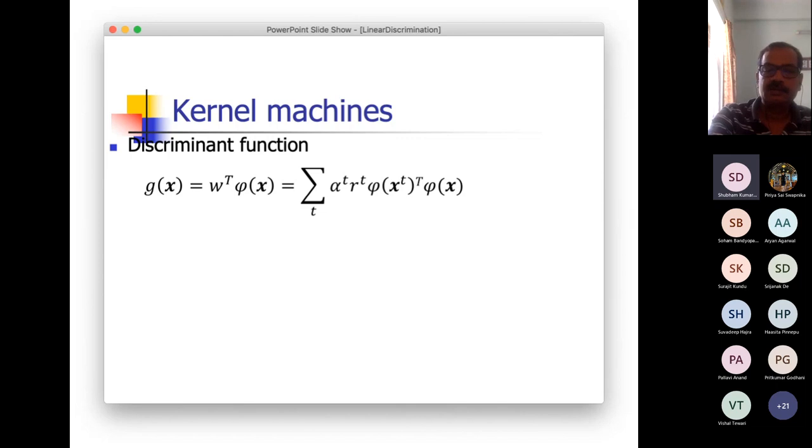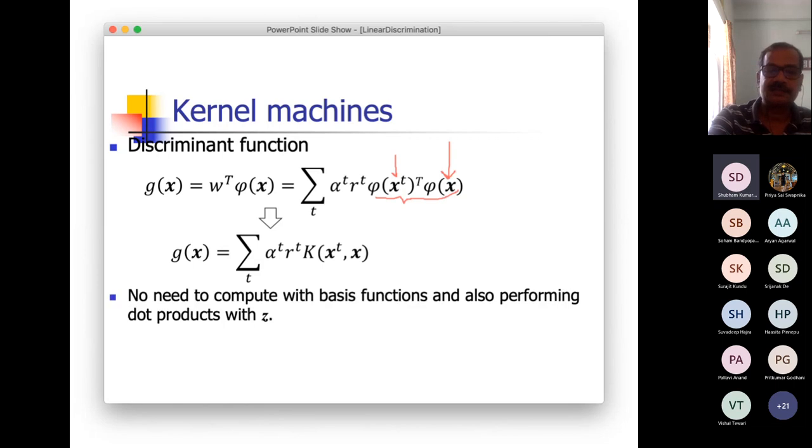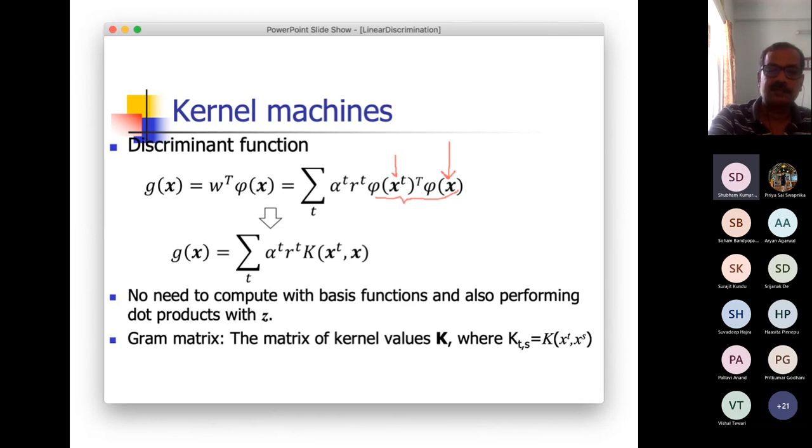You see that this is your test feature vector, and you need to know also the kernel function between the training samples, any training samples which are support vectors, and the test feature vector. If the kernel function is known to you, the absolute values of the feature vectors or the absolute transformation is not needed. Just the kernel function is needed, and that saves the computations. So that is an interesting part of this.